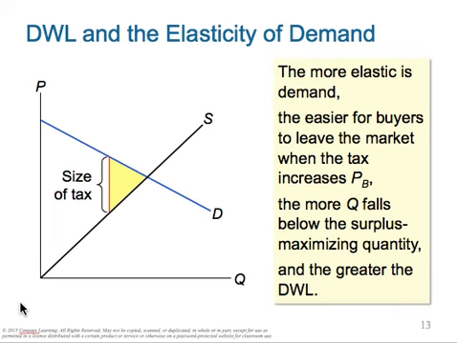Now, just like supply, when demand is more elastic, it's easier for the buyers to leave the market when the tax increases the price that buyers pay. The more quantity falls below the surplus maximizing quantity, the greater the deadweight loss area. Okay, in this graph, the supply curve, equilibrium price, and size of the tax are identical to the previous graph that we showed looking at an inelastic demand. However, the only thing that's different is this demand curve is much flatter, and as a result, the same size tax as before causes a larger deadweight loss. So again, it depends on how much the quantity supplied and the quantity demanded changes, and that depends on the elasticity of supply and demand.